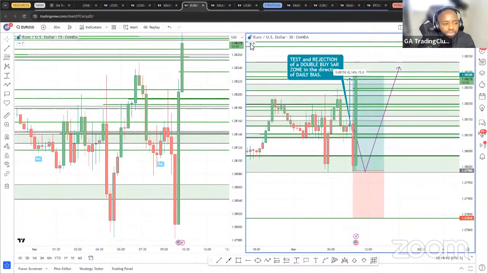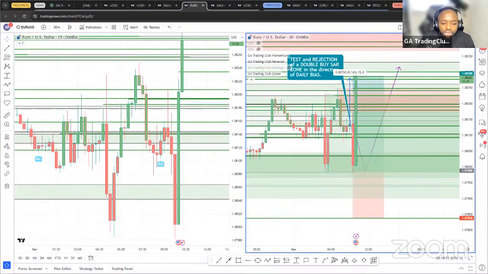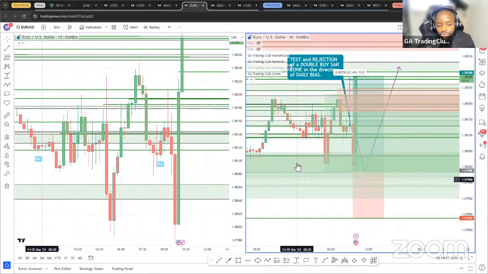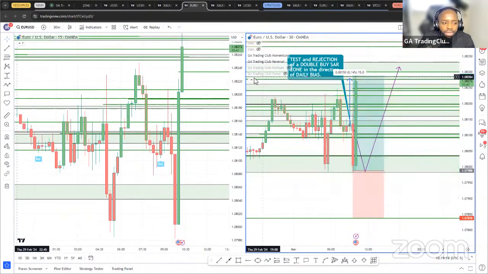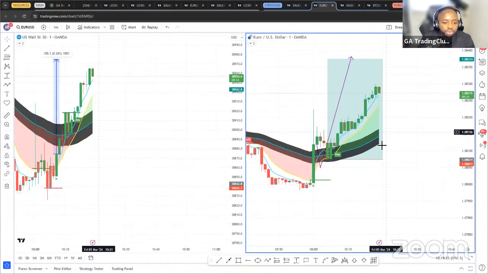I'm not really an impulse trader. I tried to shy away from impulse trading, but this one trade came exactly. If we turn on the zones, you can see how important those zones are. So that's all you need. And this is similar to what we would have caught for this one.